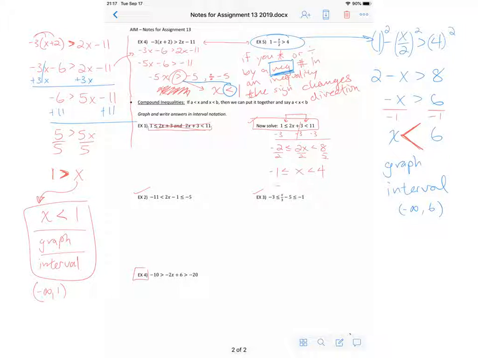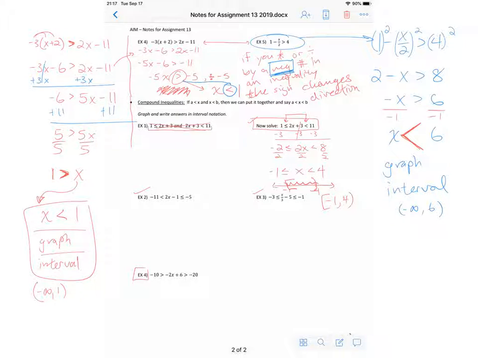And yeah, you'll want to do the graph of this thing. Negative 1 to 4. Square bracket, parenthesis, shade in there. And then your interval would be negative 1 to 4, like this.